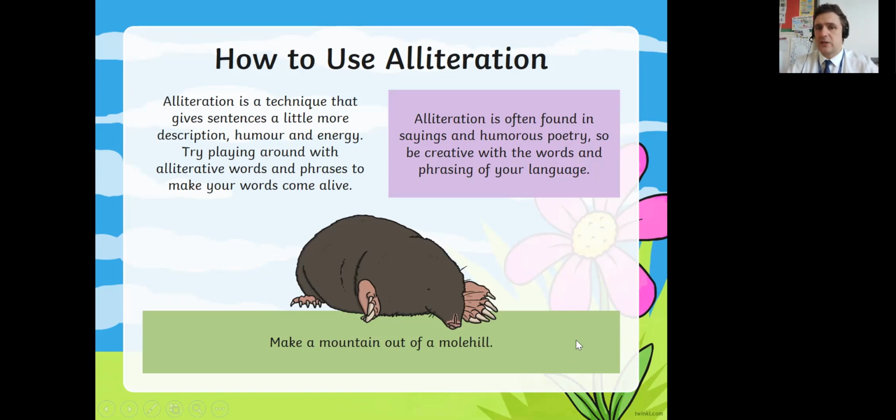Now, there it says make a mountain out of a molehill. It says that alliteration is often used in sayings and humorous poetry. So be creative with the words and phrasing of your own language. Don't be satisfied with the first sentence you come up with. Think, oh, can I use some alliteration in here?